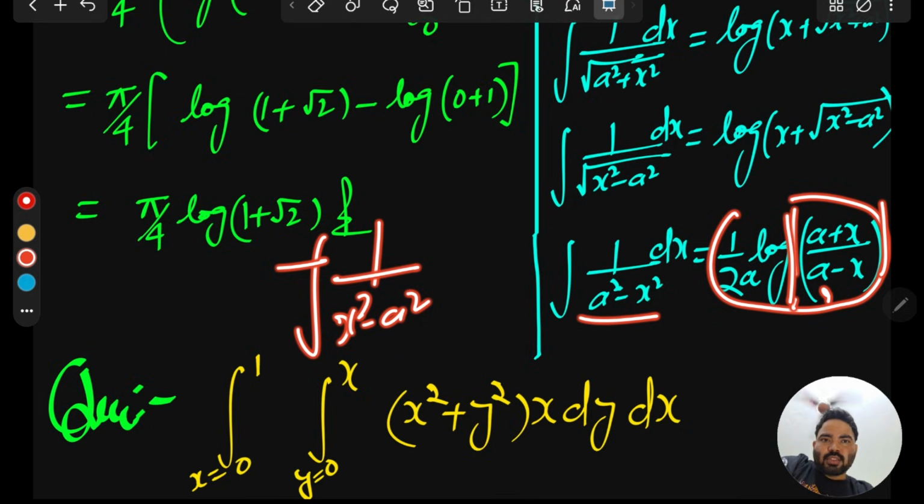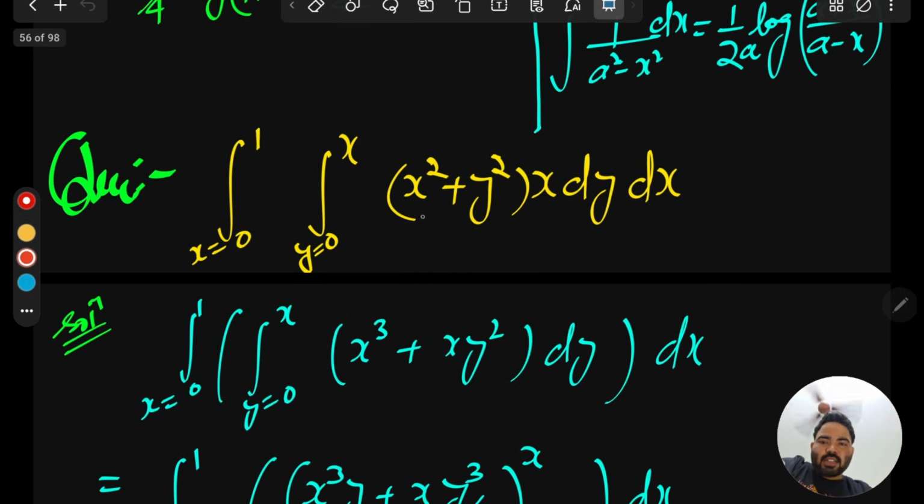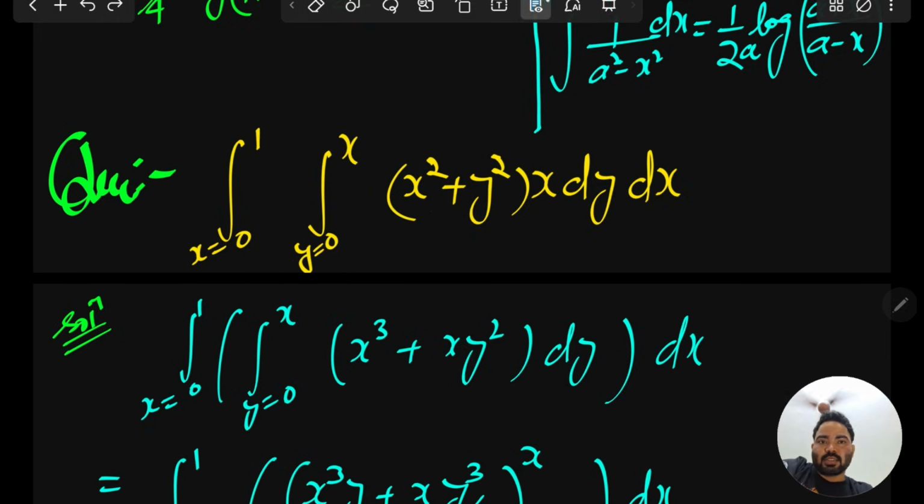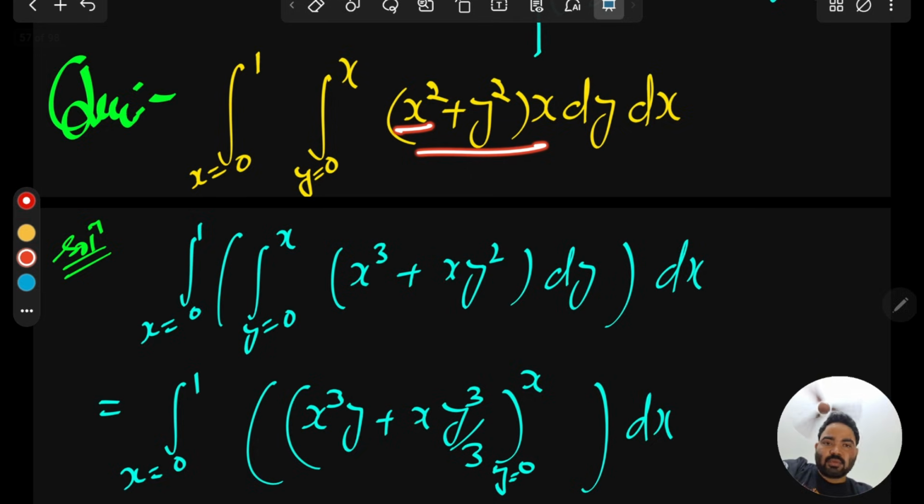So now let's move on to the next question. So our next question is like this, and here if the limit is already given, then it is fine. And if this is a y limit, then just do the integration with respect to y first, because we want to remove the variable limit first. So do the integration with respect to y, treating x as a constant. First multiply, then it will be easy. Otherwise you have to use the multiplication formula.